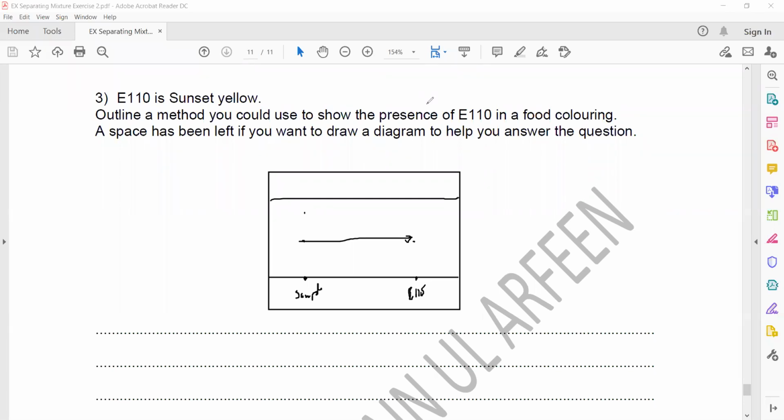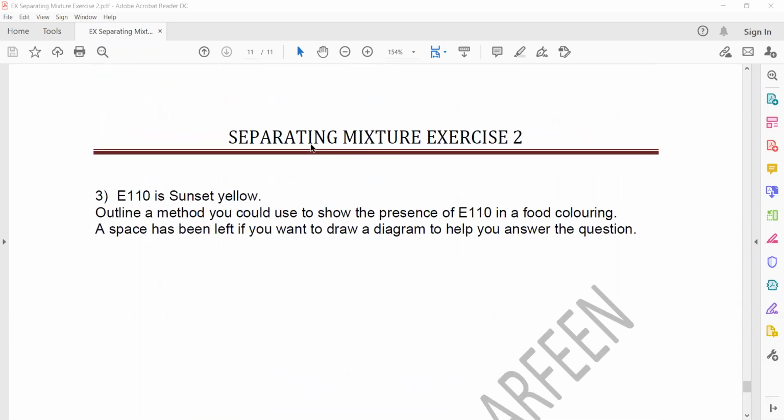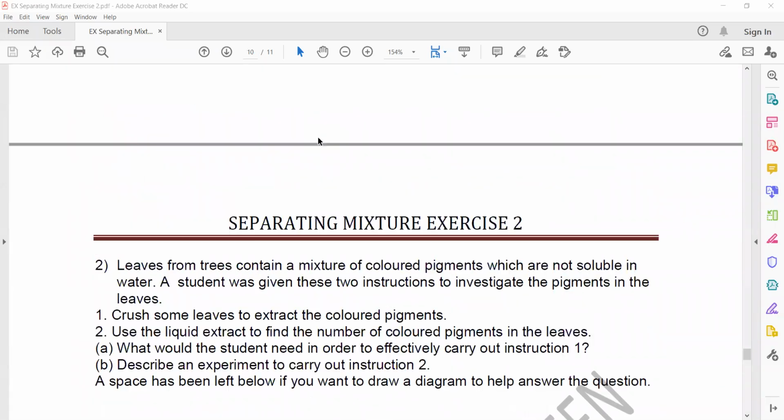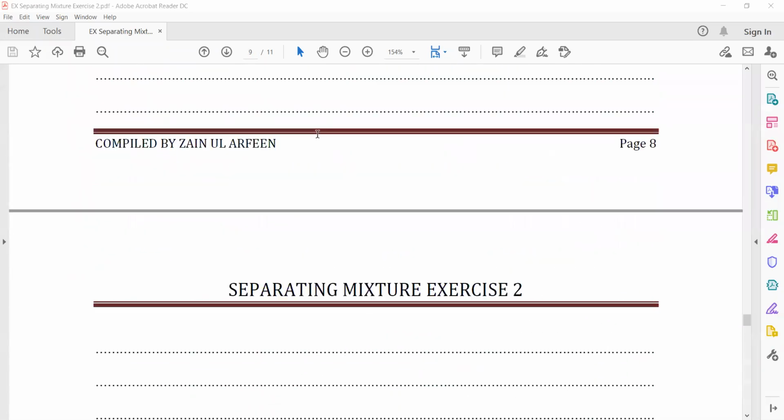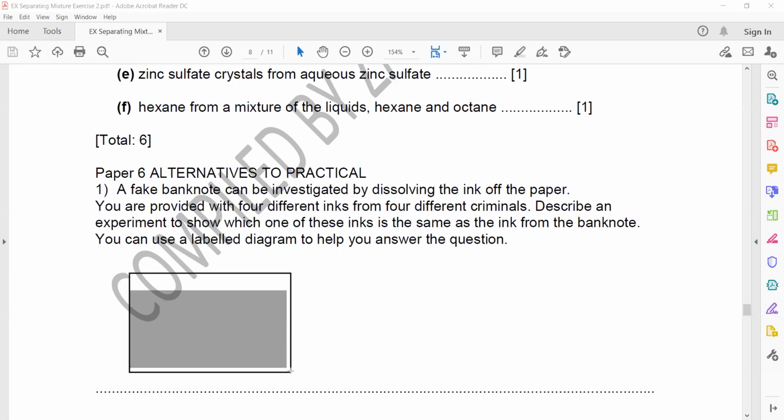Question number 4 on page 8. A fake banknote can be investigated by dissolving ink. So what you can do, with the same method and technique, is have a container filled with a solvent. They did not mention whether it is water soluble or not, so you can use any solvent. And you place a banknote.